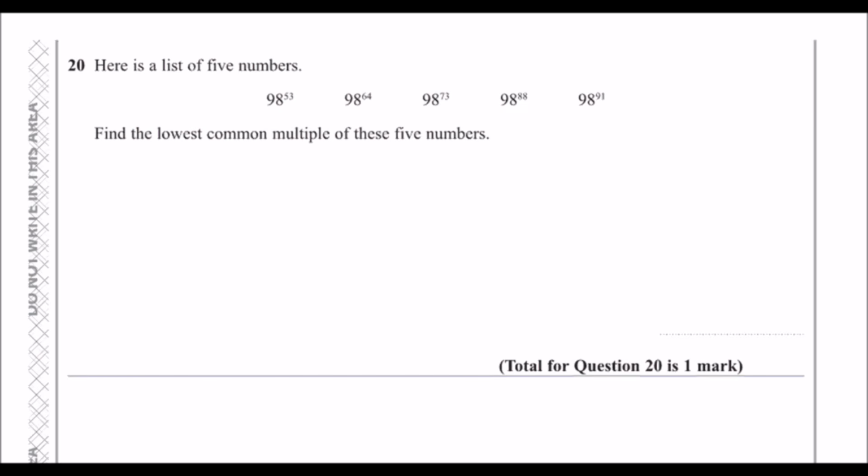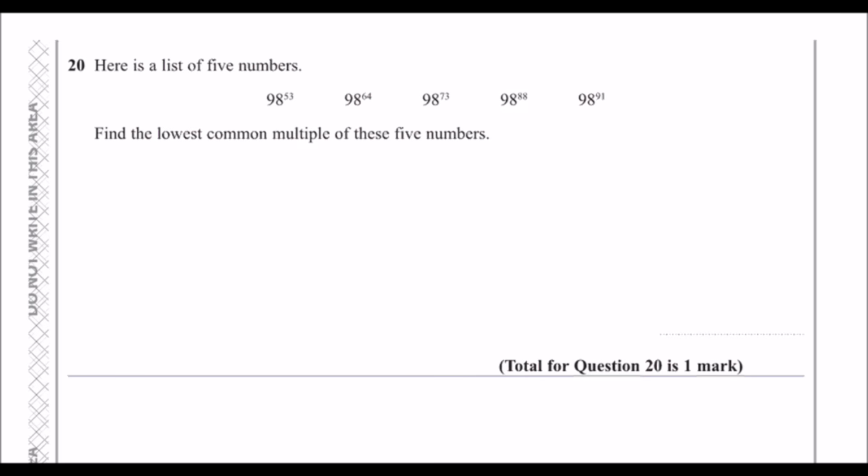Question 20. Here's a list of 5 numbers. Find the lowest common multiple of these 5 numbers. So we've got 98 to the power of 53, 98 to the power of 64, 98 to the power of 73. So they're all 98s multiplied together. So the lowest common multiple is the lowest number in all of their times tables.